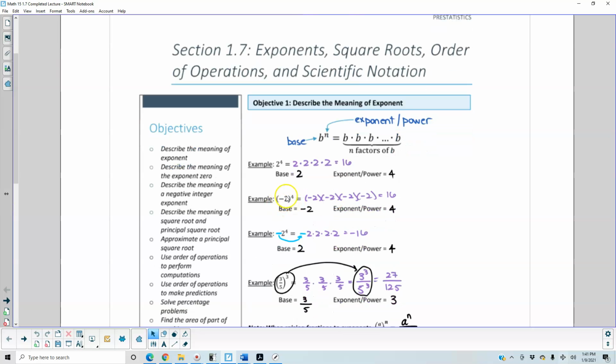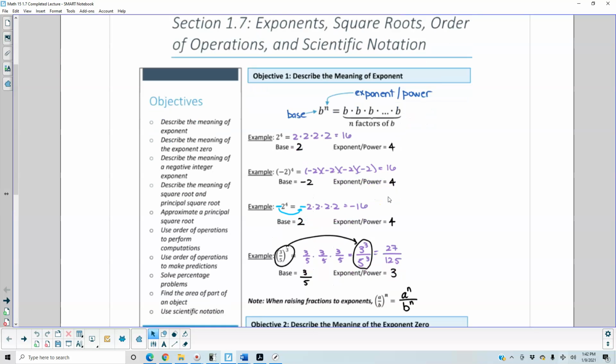In the next example, we have parentheses negative 2 to the 4th power. So what's inside the parentheses is what we need to multiply depending on the exponent. So the base is negative 2. The exponent power is 4. So we take negative 2 times negative 2 times negative 2 times negative 2, which gives us positive 16.